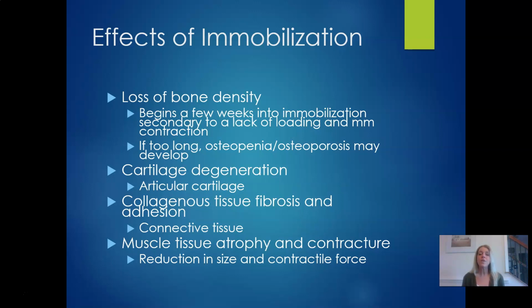Collagenous tissue fibrosis and adhesion. Again, this is typically of the soft tissue surrounding the joint. We start to see some inflexibility develop there. And again, if it's prolonged enough, you can actually start to see some adhesions or some contractures start to form. Muscles are going to start to atrophy as well. And so you'll have weakness start to develop in and around that joint as well after prolonged periods of immobilization.